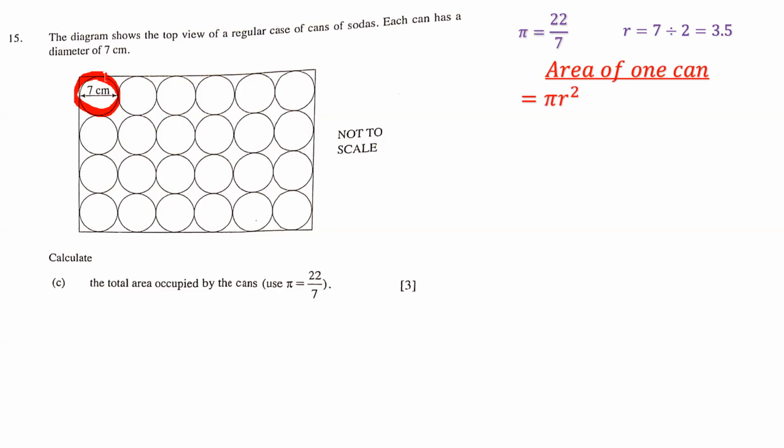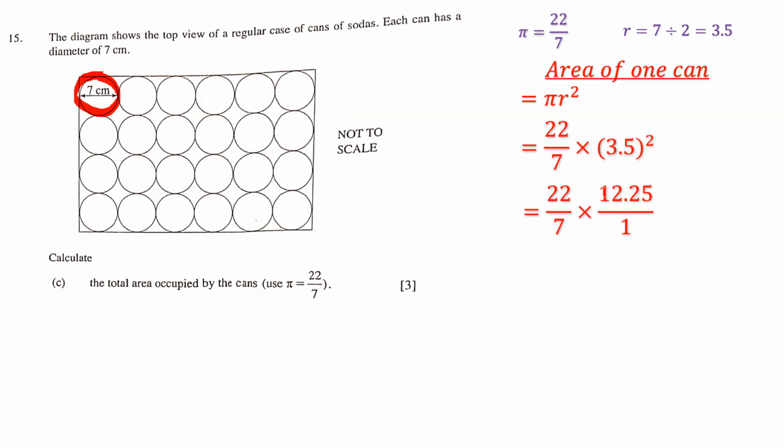So the area is going to be pi multiplied by r squared. What is pi? Pi is 22 over 7. What is r? R is 3.5, but r squared though. So 3.5 squared is 12.25. And we put it over 1. And we have 22 over 7.